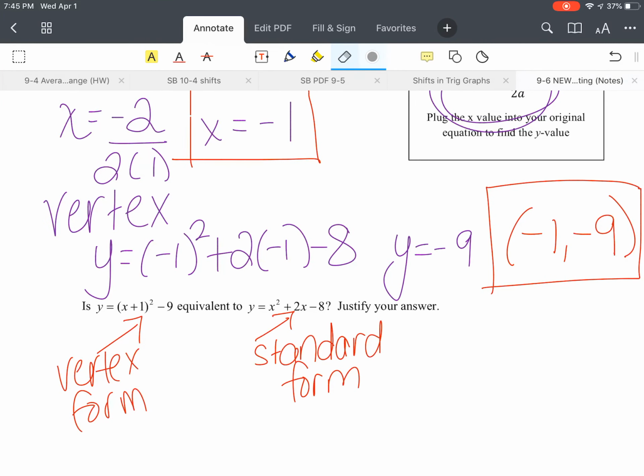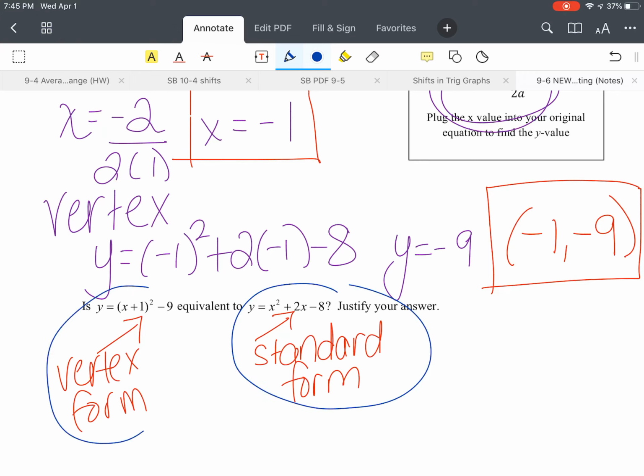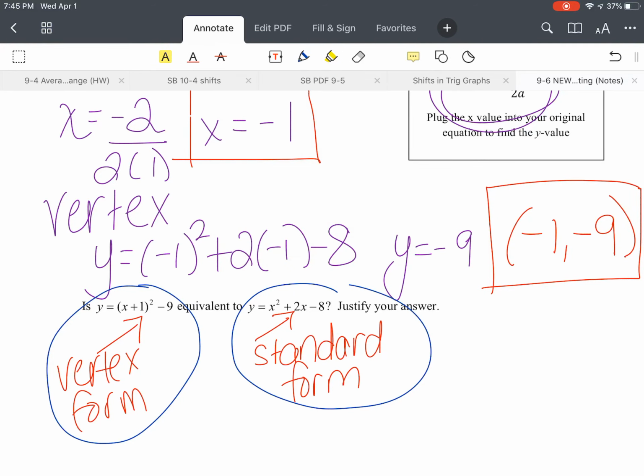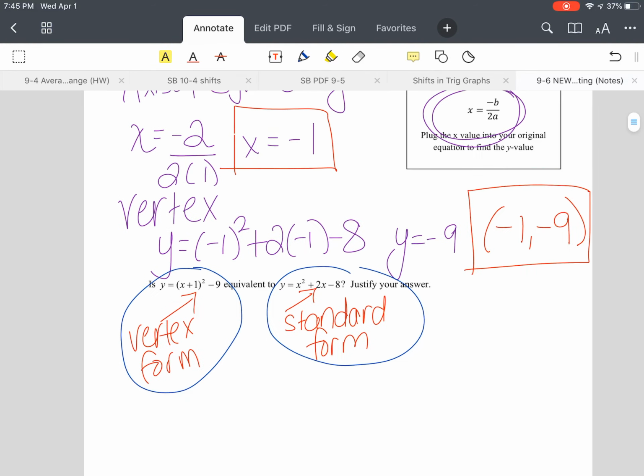Okay, so the one that we typed in first, that was the standard form one, that's this one. And then the one that we typed in second, that was the vertex form. Now, if you want to see if they're the same, what I can do is I can take the x plus 1 squared minus 9, and let's multiply that out.